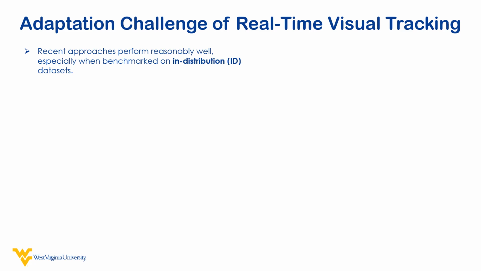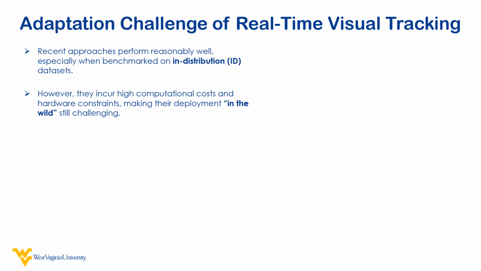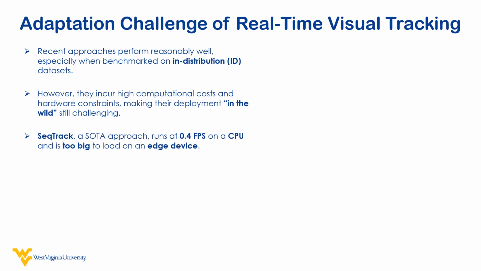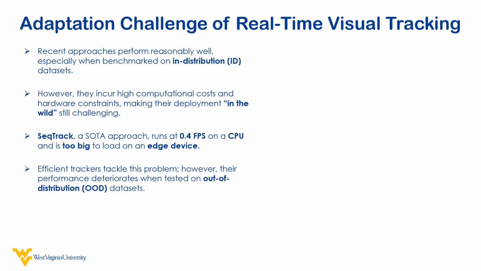State-of-the-art trackers perform reasonably well when benchmarked under in-distribution datasets such as GOT 10K, LaSOT, TrackingNet, etc. However, they are computationally very expensive and are not really applicable in the wild. For example, a recent state-of-the-art tracking approach, SeqTrack, runs at 0.4 frames per second on a CPU. Additionally, the model is too large to load on an entry-level edge device, Jetson Nano, making the applicability of such approaches impossible in real-world conditions.